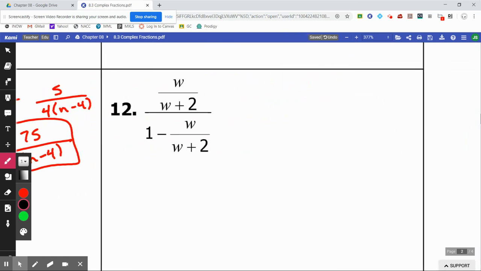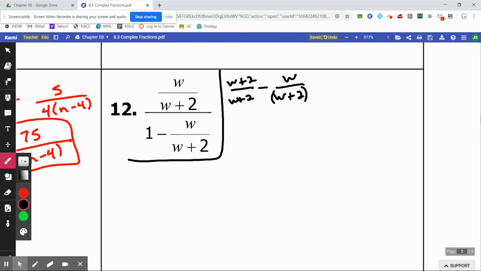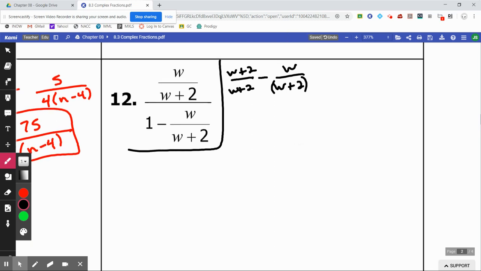Number 12, the bottom, you're going to have to find a common denominator for, so let's do that over here. You have 1 over 1 minus w over w plus 2. Your common denominator is going to be the w plus 2, so we're going to multiply top and bottom here by the w plus 2, and if you'd like to, you could just erase the ones, because 1 times anything is just that. So your common denominator, again, is the w plus 2. On top, you have w plus 2 minus w. W's cancel and leaves you with a 2 over w plus 2.